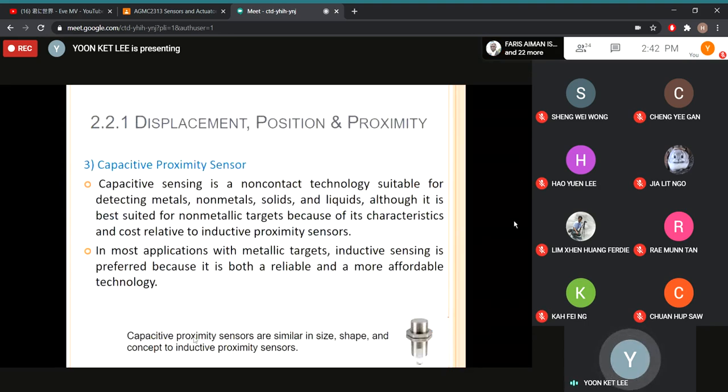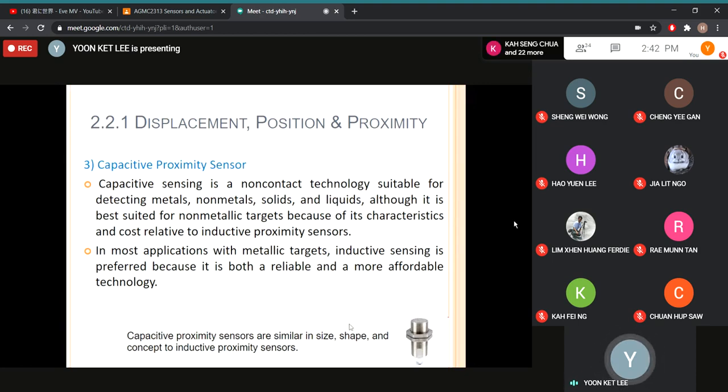Okay, and the capacitive proximity sensor is similar in size, shape, and concept to the inductive proximity sensor. Both capacitive and inductive proximity sensors look very similar. They just look like this. And then this is the head where we're going to use the sensor. So you need to remember this inductive or capacitive sensor is non-contact. Non-contact means you do not need your product to touch this surface. Okay, you just need to bring it close to it, and this one will detect.